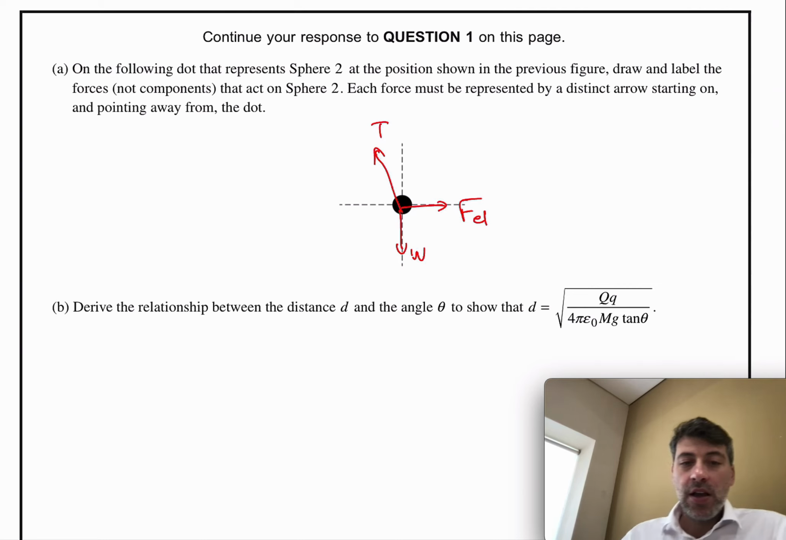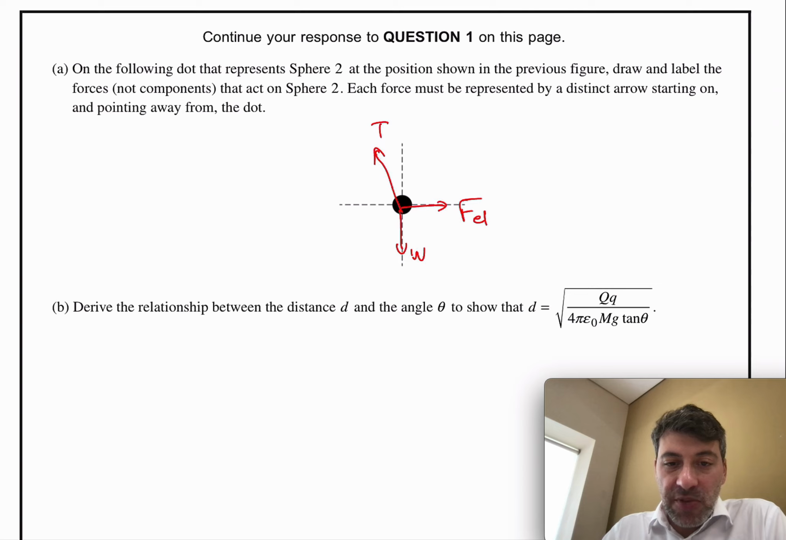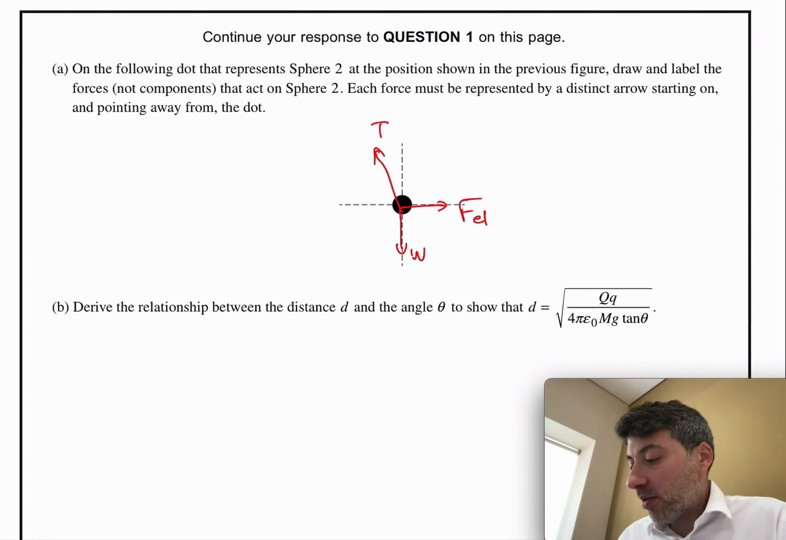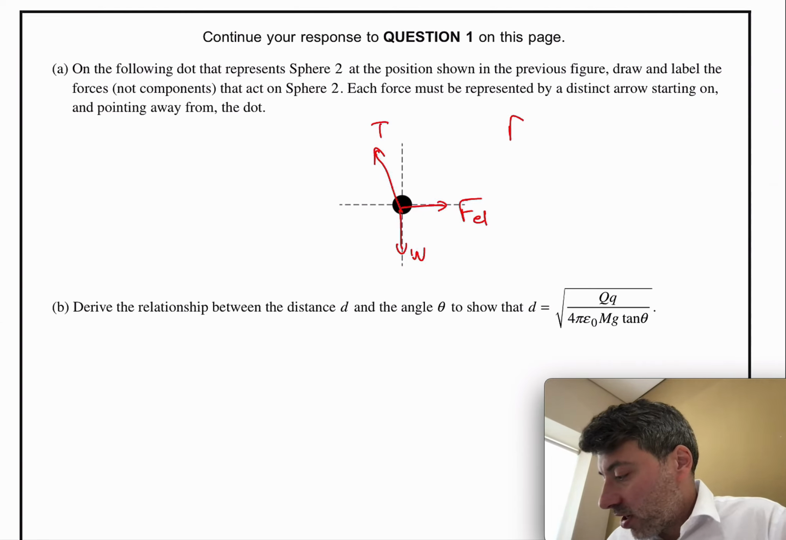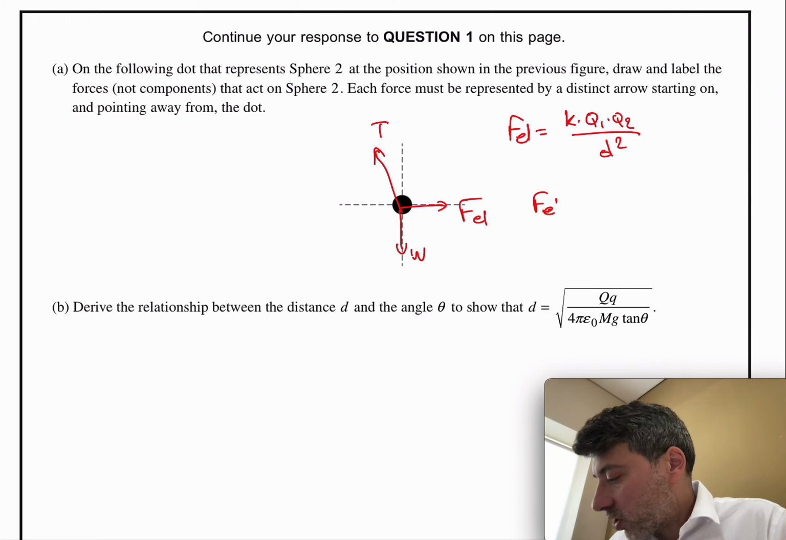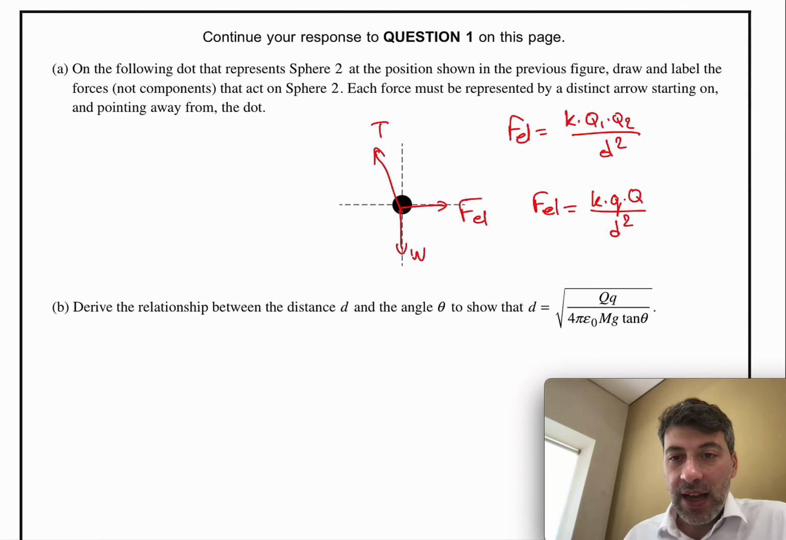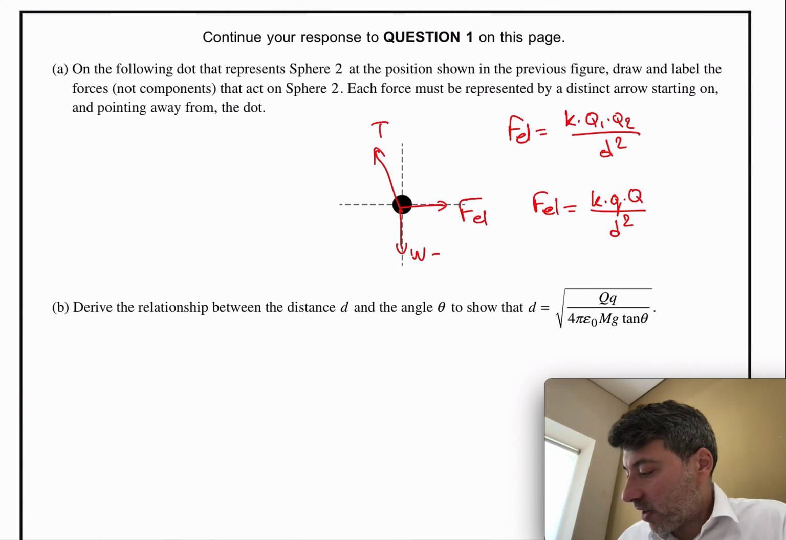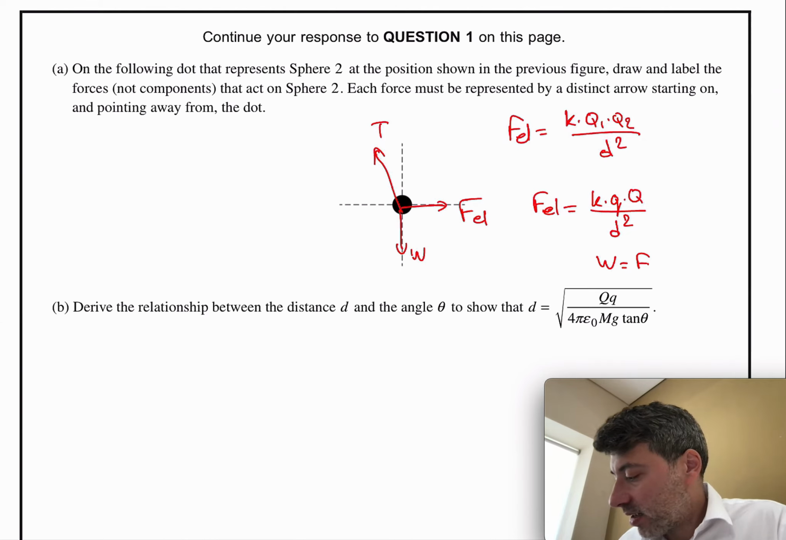And on part B, we need to prove that the relationship between the distance and the angle theta is what we see. In order to do that, we have to work with a little bit of mechanics here. We need to remember that the electric force is k Q1 Q2 over the distance to the power of 2. In this case, the electric force is k small q capital Q over the distance squared. The weight is equal to the force of gravity, mass times g.